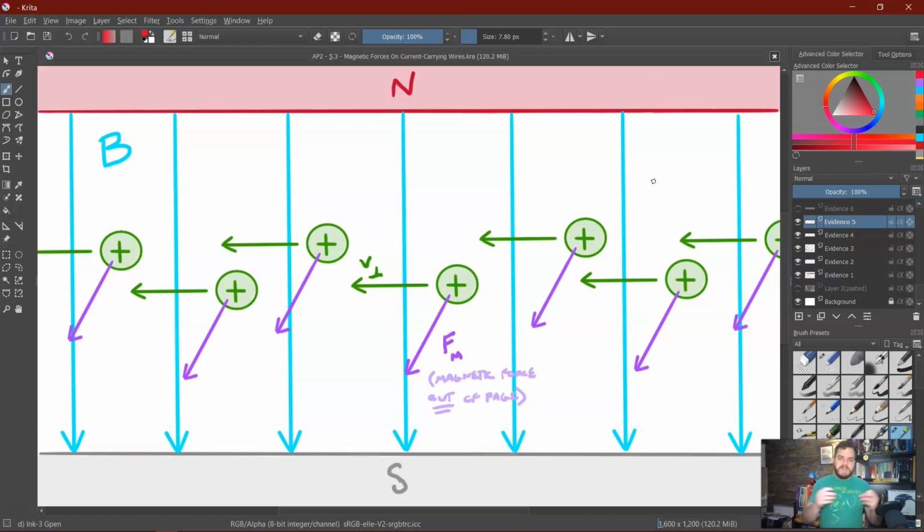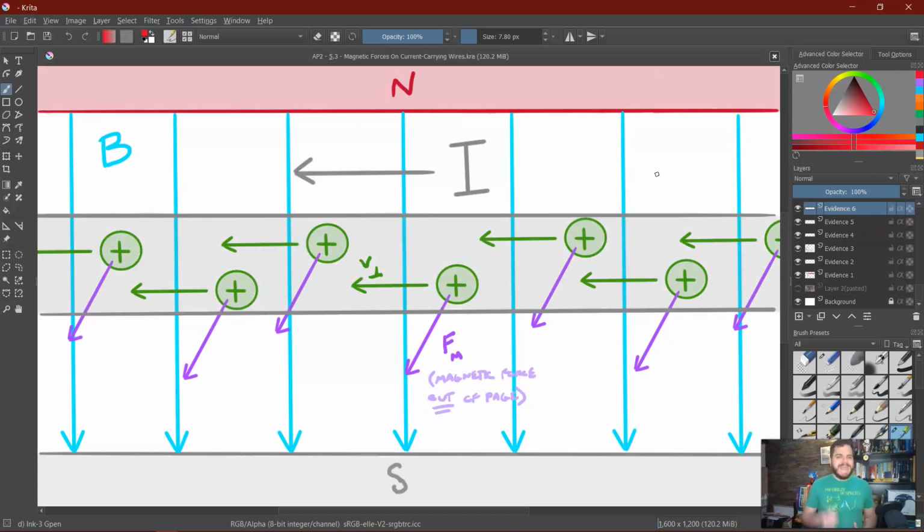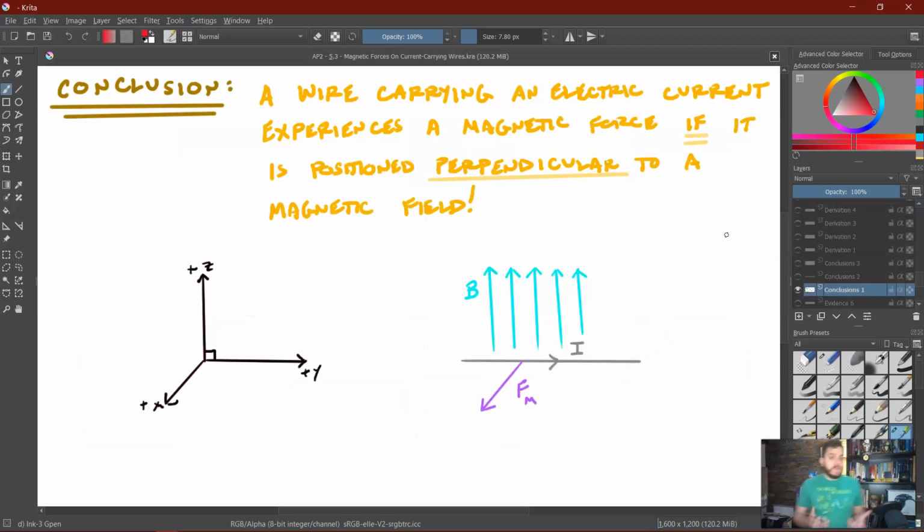Well, what do we call a flow of moving charges like this? It's a current, and typically we can think about these as being immersed in a wire. So the wire itself would experience this magnetic force as the current flows through it. So the conclusion from what we just saw is that a wire carrying an electric current experiences a magnetic force if it is positioned so that the current is running perpendicular to the magnetic field. So much like charges, it must be aligned in a particular direction.